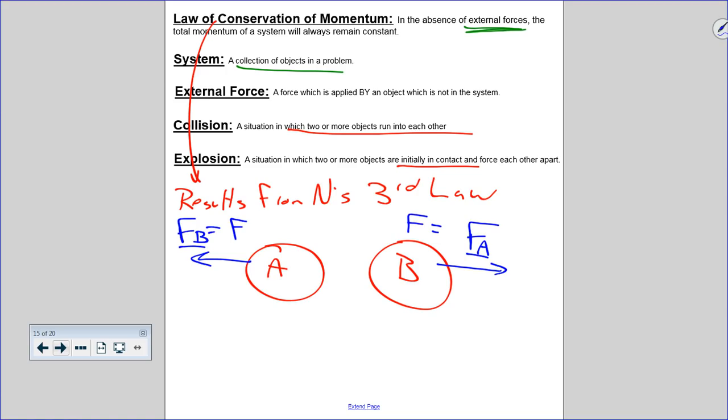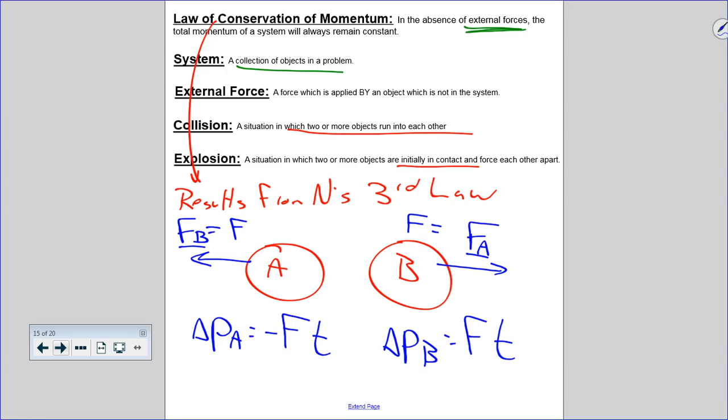Let's look at the change in momentum for each of the two objects. The change in momentum for object A is going to be negative F, however much force F is, times the time that object B is pushing it. Similarly, the change in momentum for object B is going to be F times that same amount of time. The two objects have to be in contact for the same amount of time. We talked about this when we did impulse.